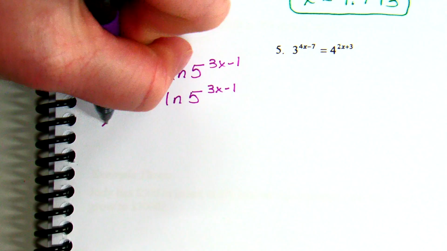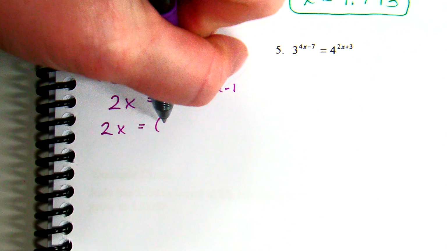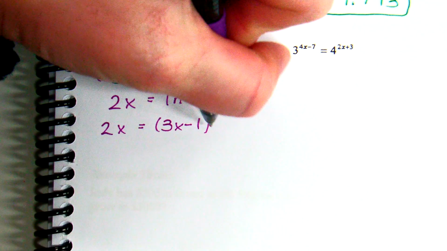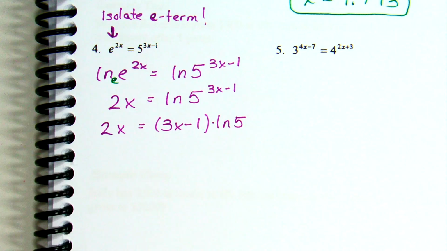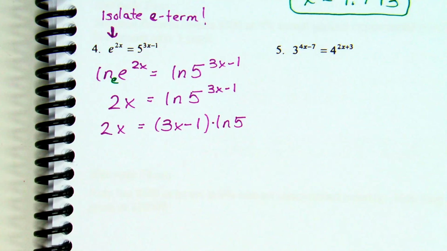So I still have 2x. Because 3x minus 1 is more than one thing, I'm putting it in parentheses. So it's 3x minus 1 in parentheses times the natural log of 5. I have something outside the parentheses and I have parentheses. Guesses on what to do?